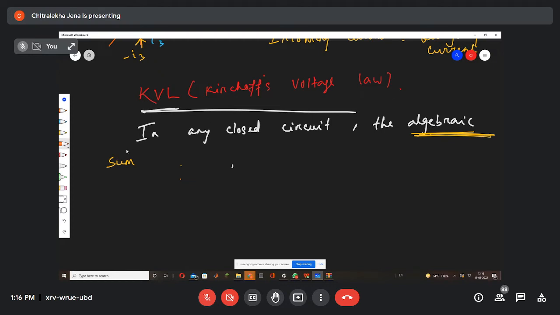Okay. So let me tell you here, Kirchhoff's voltage law: in any closed circuit, the algebraic sum of all the EMF, electromotive force, and voltage drop is equal to 0.